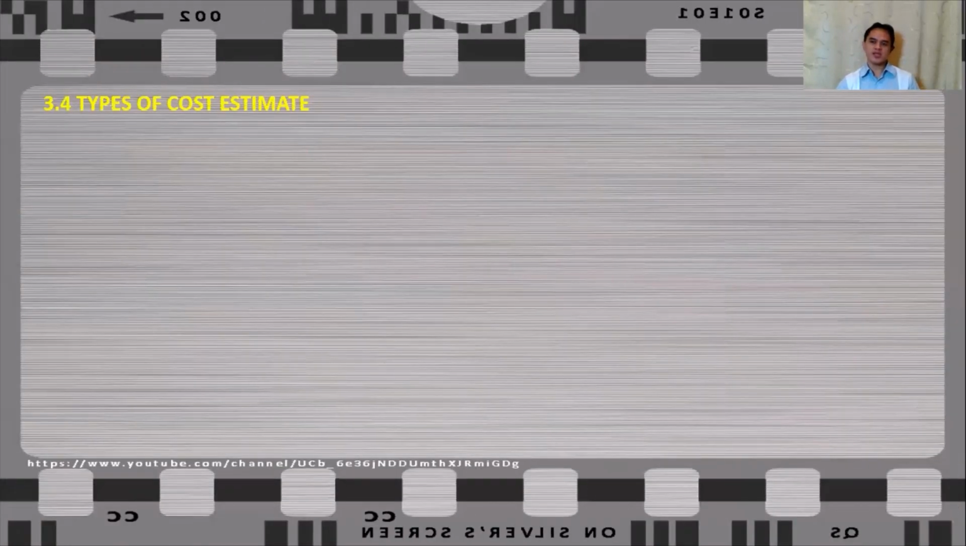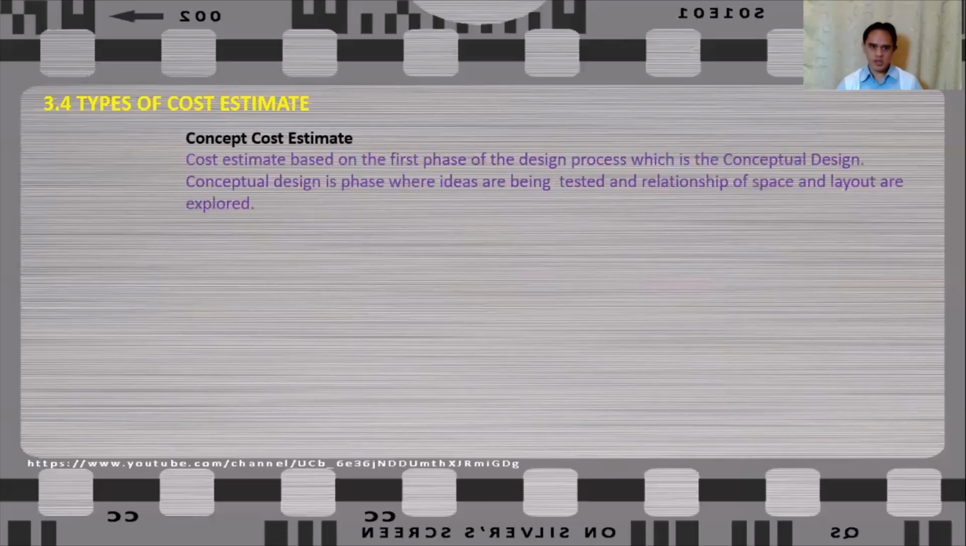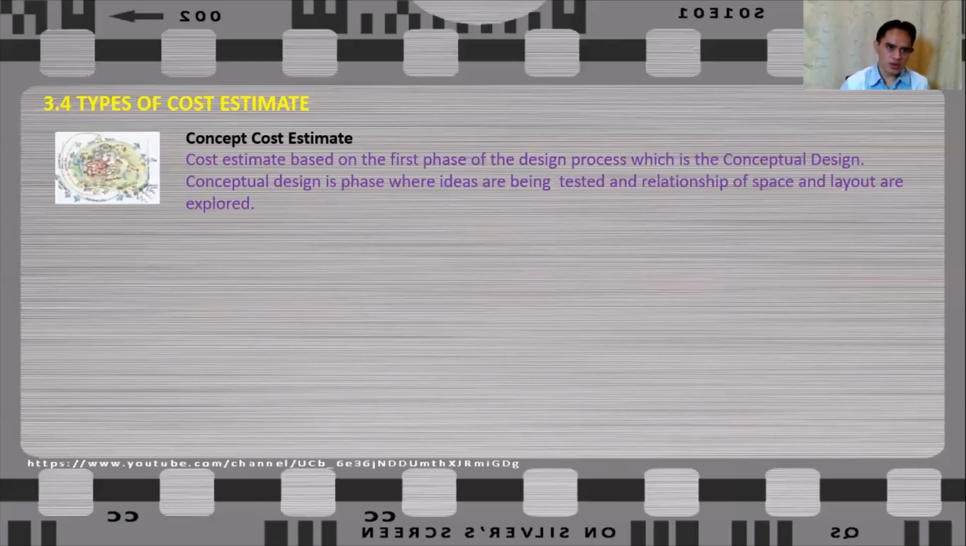So now let's discuss about the types of cost estimates. So the concept cost estimate, or the cost estimate based on the first phase of the design process. The first phase of the design process is called a conceptual design. And it is a phase wherein ideas are being tested and relationship of space and layouts are being explored. So nothing final yet. All you can see are just probably sketches and test where the particular amenities can be developed or can be erected.